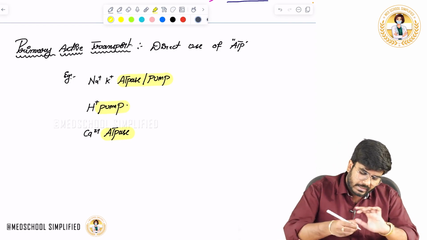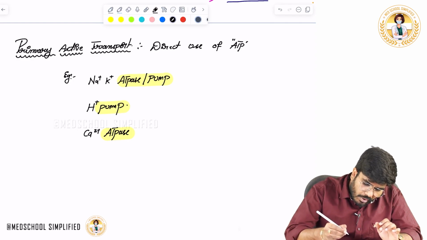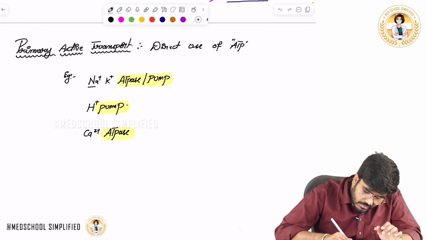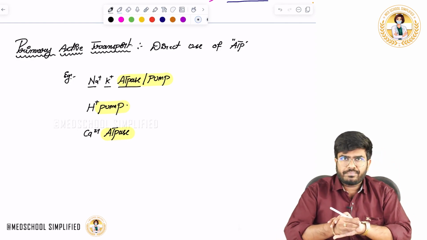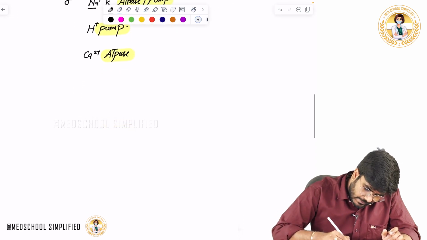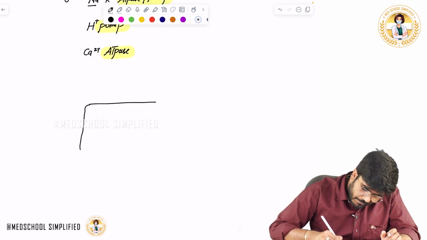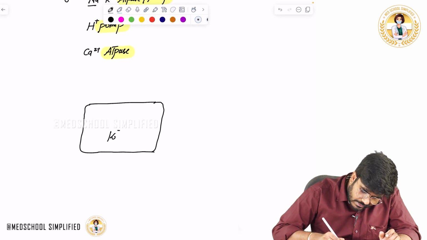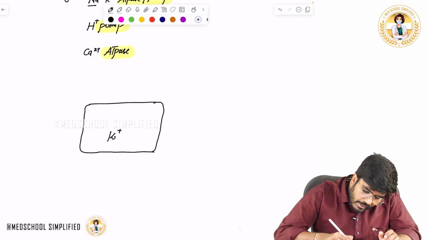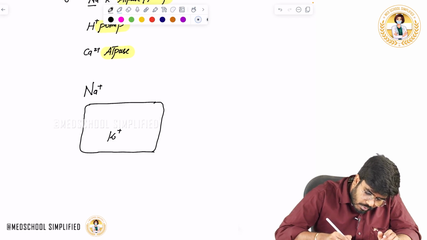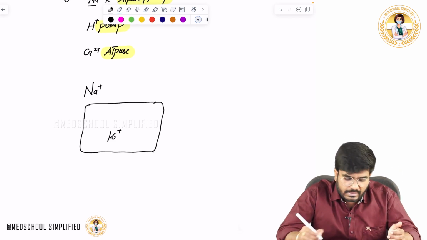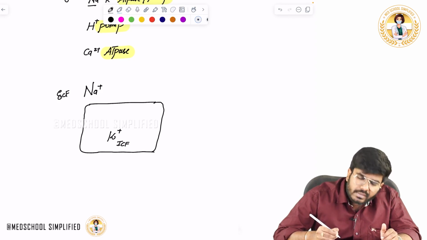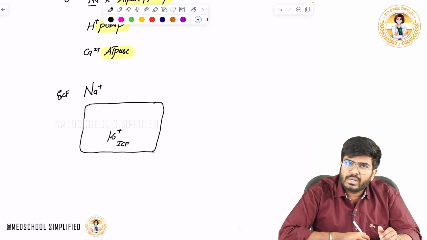For example, let me talk about a few important points about the sodium potassium ATPase. What exactly is it doing? Say here is a cell. We all know from our basics that cells are rich in potassium, and extracellularly there is more sodium. More sodium is present in the extracellular fluid and in the intracellular fluid there is more potassium. The cells are bags of potassium.